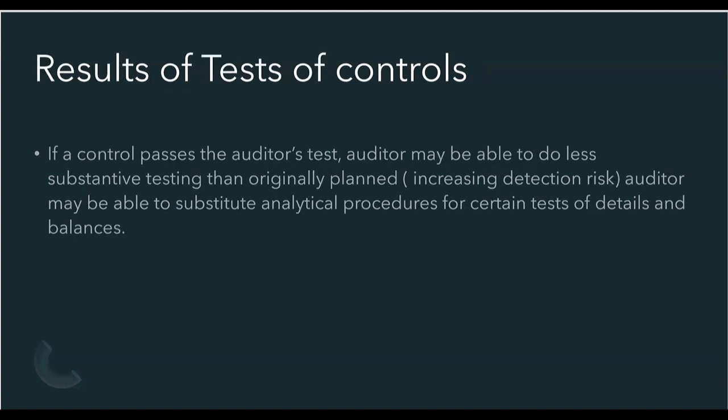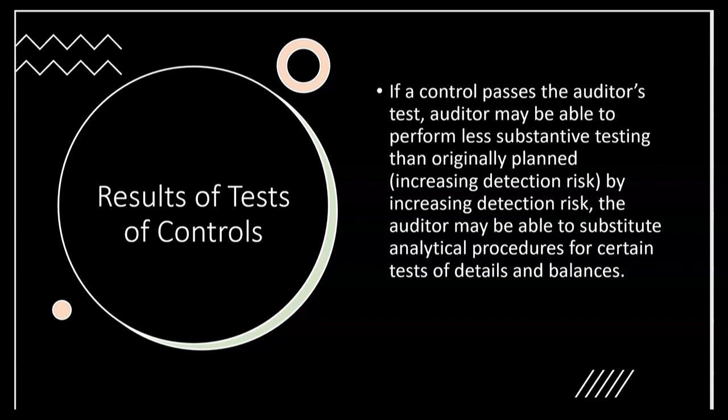Remember, why are we testing controls? Because if the control passes our test, then we may be able to do less substantive testing than originally planned. But only if the control passes the auditor's test. So if the auditor decides to test a certain control and the control passes the test, that's good news for the audit. That allows the auditor to increase detection risk, actually take a little bit more risk.